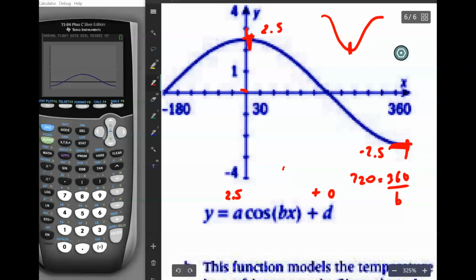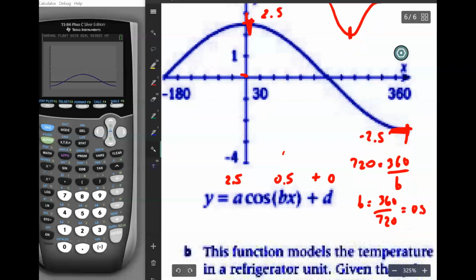And if I do that, and I solve for b, I'll find that b is actually equal to 360 divided by 720. If I cross multiply, I'll get that. So b is equal to 0.5. Okay? All right. Let's see what's next.